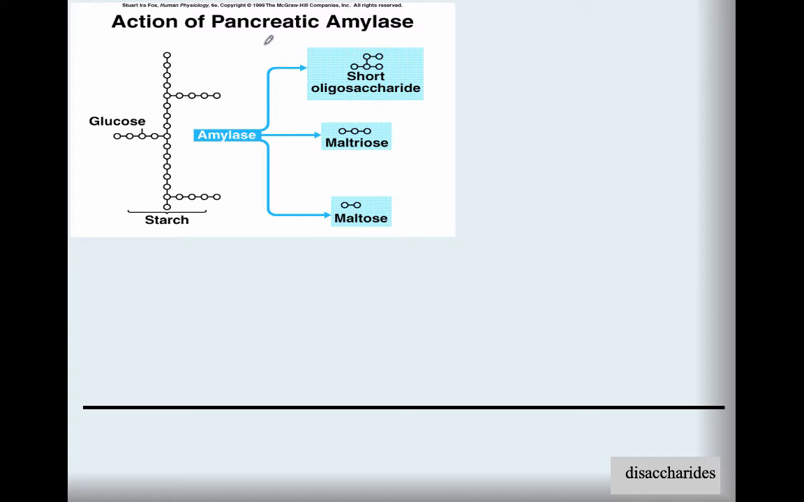Here again, you can see action of pancreatic amylase being the enzyme. Each one of these is a glucose molecule, and this is starch, so more than likely it would be amylopectin because it's branched, and not amylose because it's not a straight chain. But again, you can see that we break this down primarily to the trisaccharide and the disaccharide.